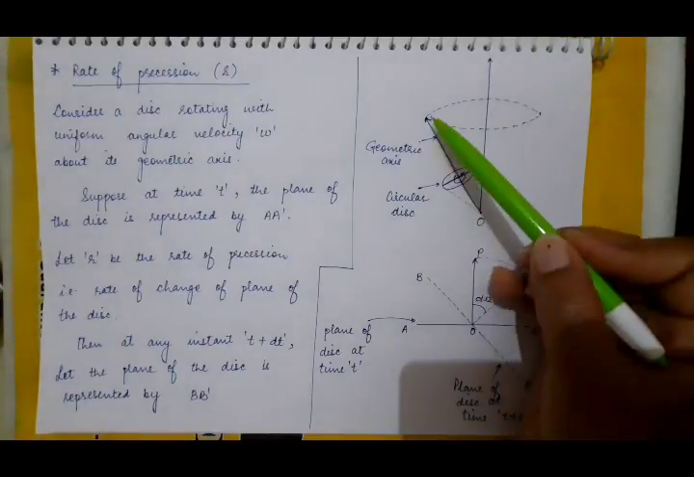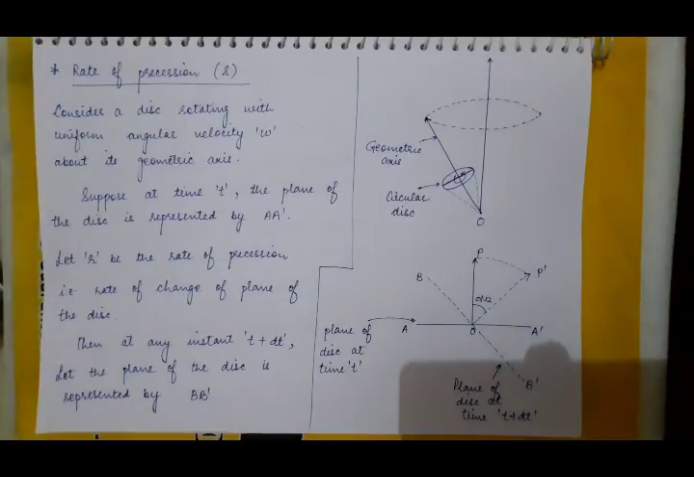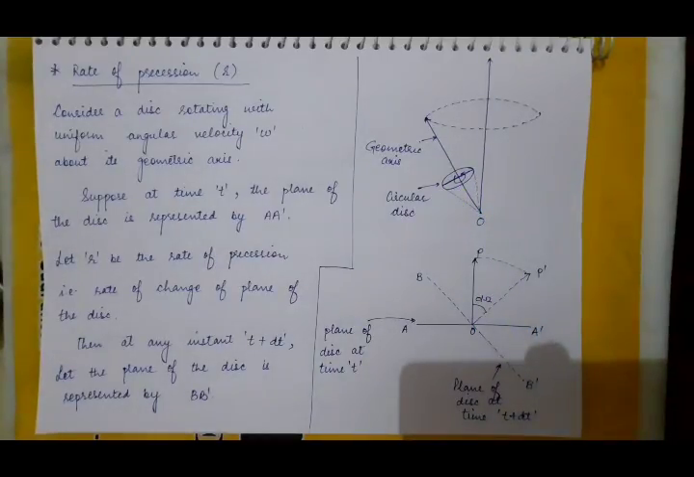But as this geometric axis is also rotating, its direction will change, and if its direction changes, then the orientation of this circular disc will also change, or you can say that the plane of this disc will also change with the precessional motion of the axis of rotation.